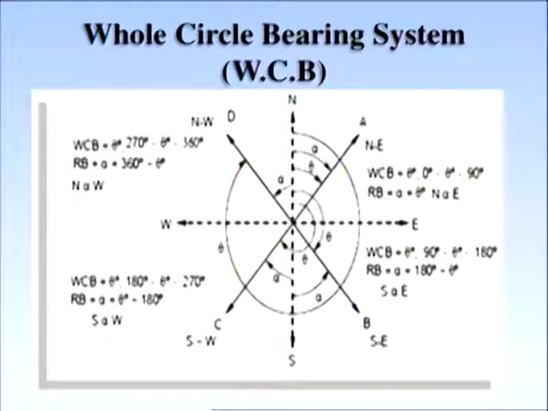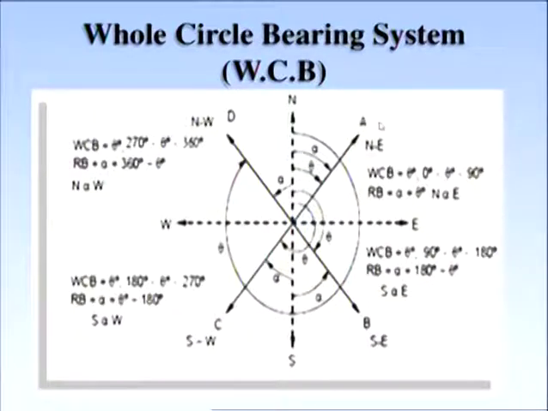This is known as the first quadrant. We can say it is north-east. This is the second quadrant, which we call south-east. This is the third quadrant, which we call south-west. And this is the fourth, which we call north-west. We measure the angle with respect to north or south, whichever is nearer. We will learn the details.